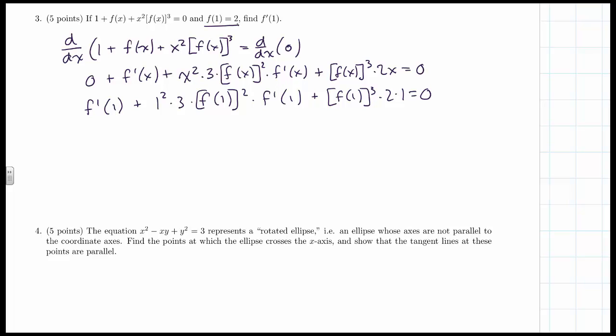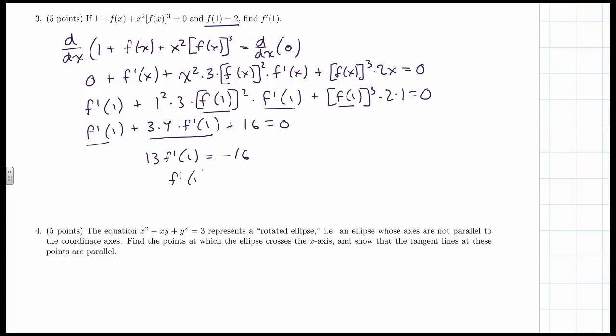Now we're told up here f of 1 is equal to 2, so f prime of 1 plus 3, this is 2, 2 squared is 4, times f prime of 1, plus, again, that's 2, 2 cubed is 8, 8 times 2 is 16, equals 0. So we have 1 and another 12, we have 13 f primes of 1, and we can take the 16 and put it to the other side. So f prime of 1 is equal to negative 16/13.